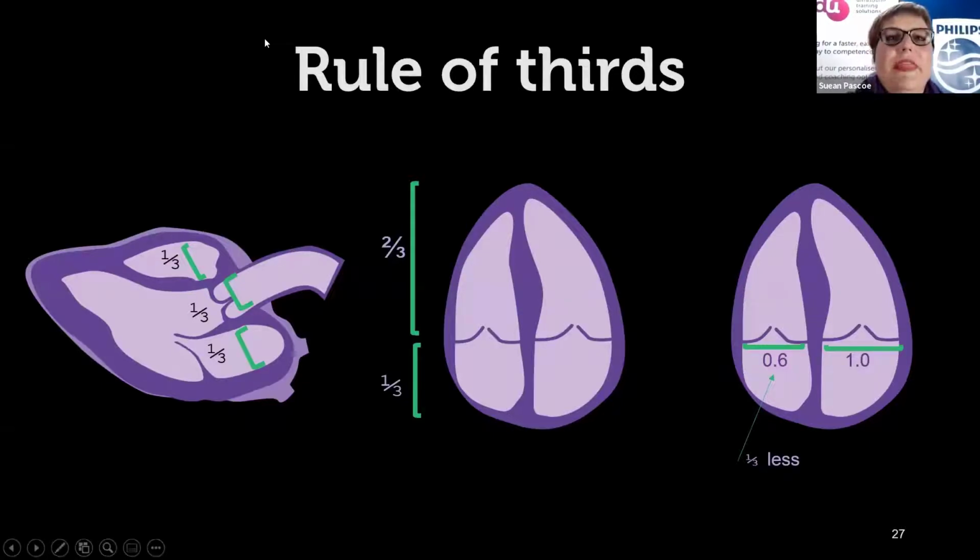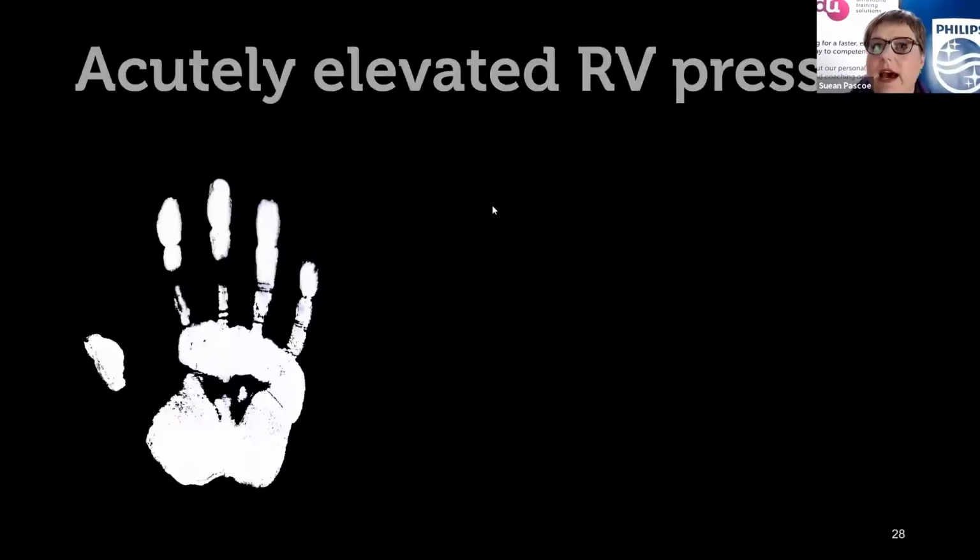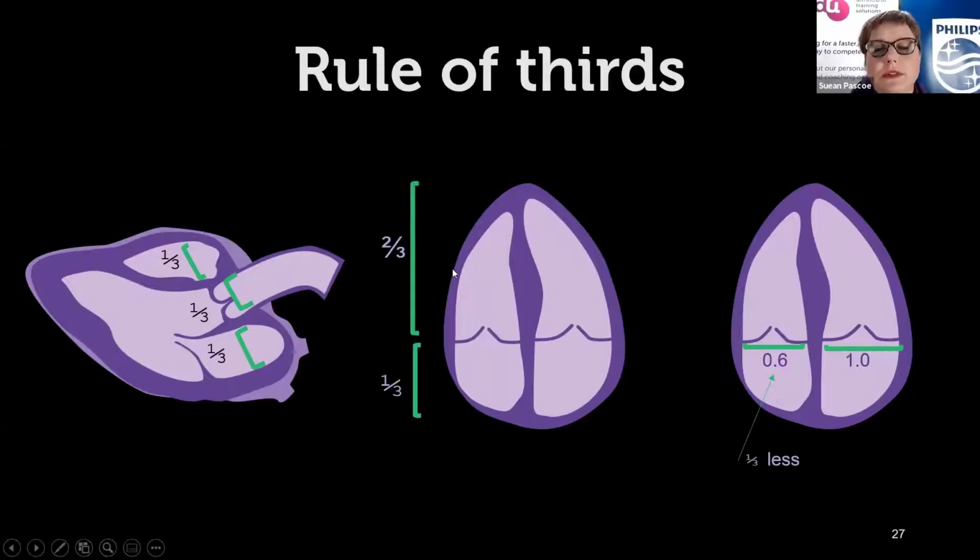Sorry about that. We'll go here in the parasternal, the 1/3, 1/3, 1/3. So the right outflow tract, the aorta, and the left atrium are roughly even in size. In your apical four-chamber view, your atria represent about 1/3 of the length of the heart, and your ventricles are 2/3 of the length of the heart.